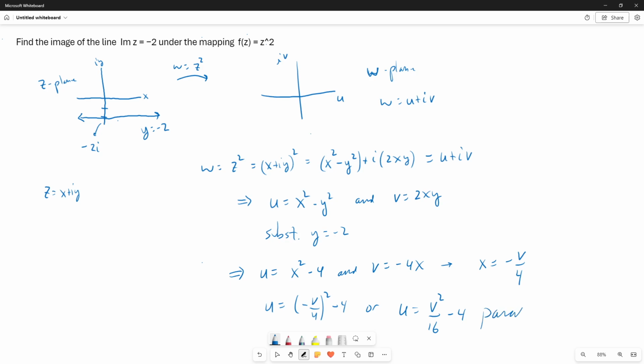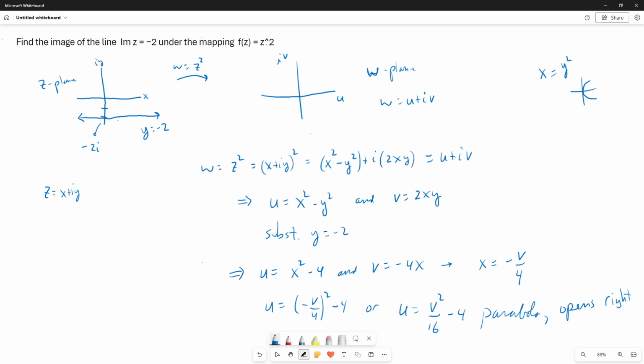And this is going to be a parabola in the uv plane. And it's going to open to the right. If you switch the u and the v, it would open up. But this one opens right. It's kind of like the parabola x equals y squared in the xy plane. That opens to the right. So the image is going to be some parabola here in the w plane that opens to the right.